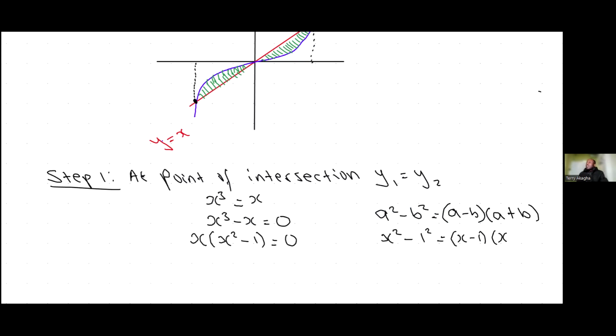So I can rewrite this again as x into brackets, x minus 1 and x plus 1 will be equal to what? 0.